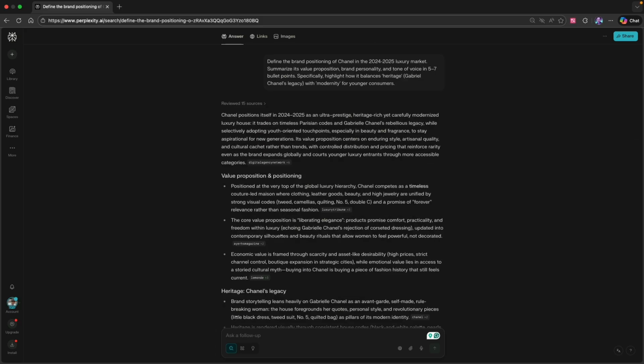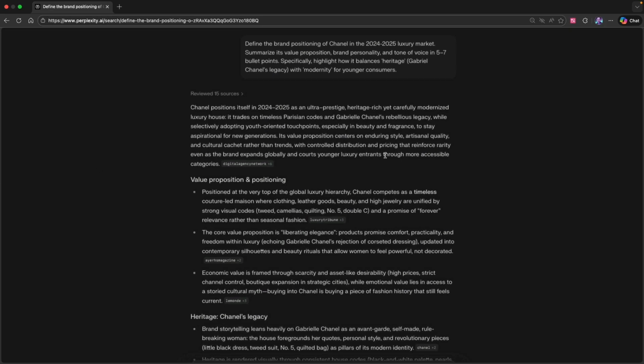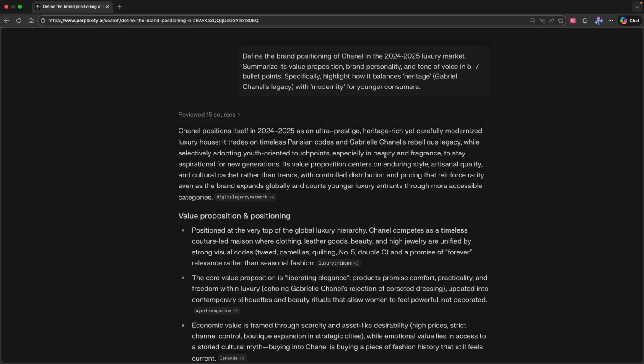Okay, let's look at the result. The AI has correctly identified Chanel's core strategy as a paradox. Look at the first paragraph. It describes Chanel as heritage-rich yet carefully modernized.